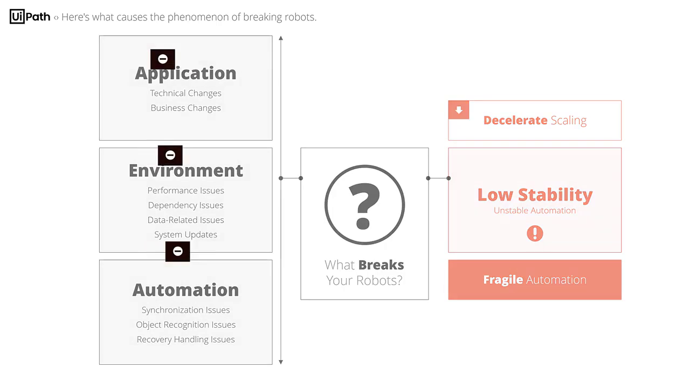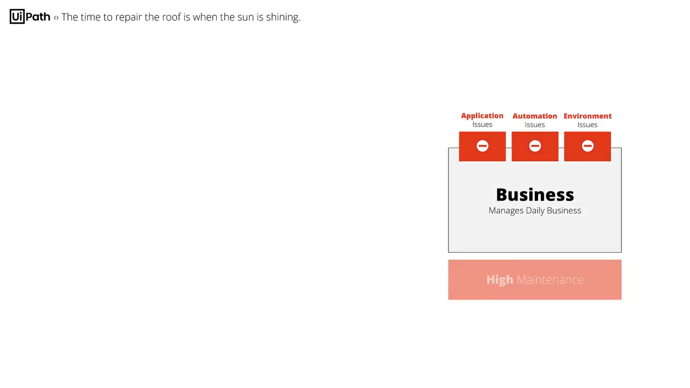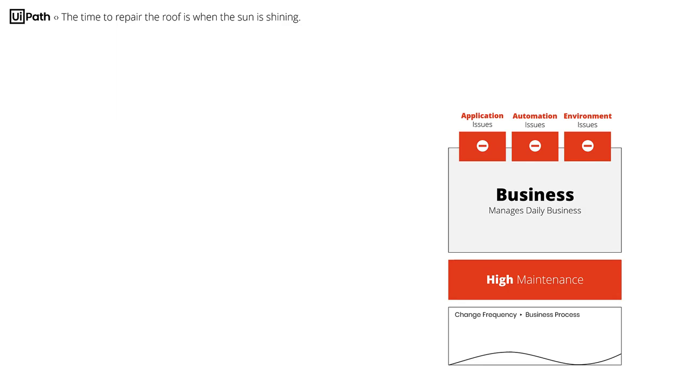Now, the problem here is that all these problems sit on top of the business. They sit in the business domain. So these are the problems that usually cause the high maintenance effort related to RPA. Now, the weird thing here is that we observe that high maintenance effort, but at the same time, we also observe a pretty low change frequency of your business processes. Now, business processes don't change every single day. They only change every once in a while, every now and then. So where does this discrepancy between the high maintenance and the low change frequency come from?